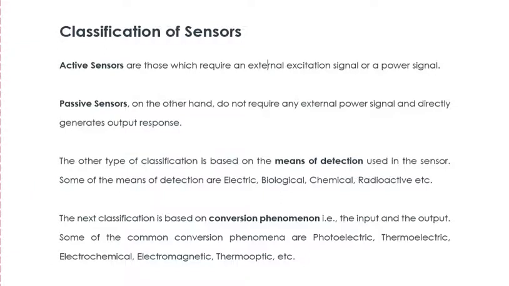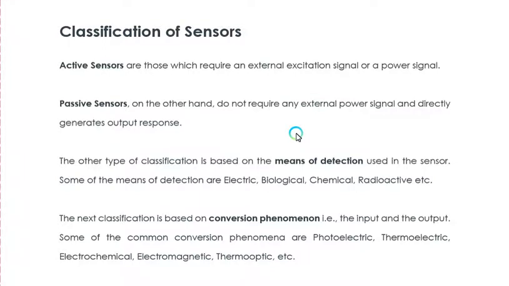And this includes, number one, whether it be active or passive sensors. Active sensors are those which require an external excitation signal or a power signal. Passive sensors, on the other hand, do not require any external power signal and directly generate output response. Okay?